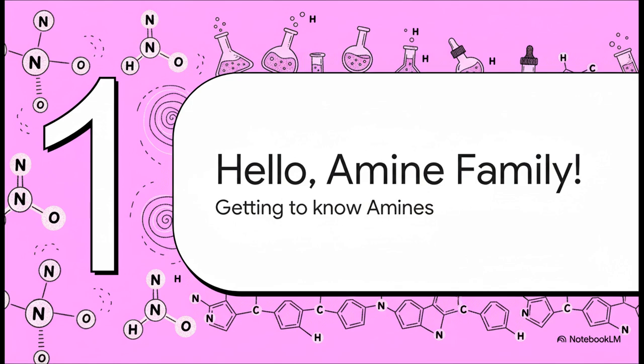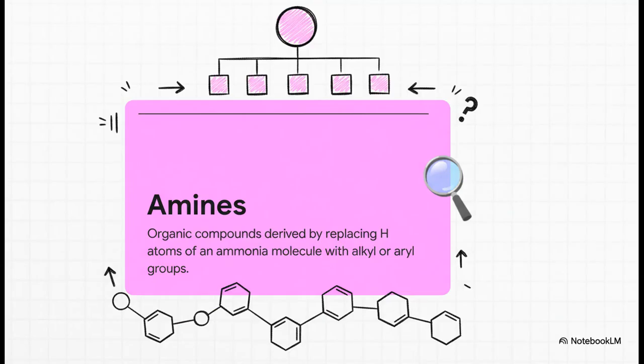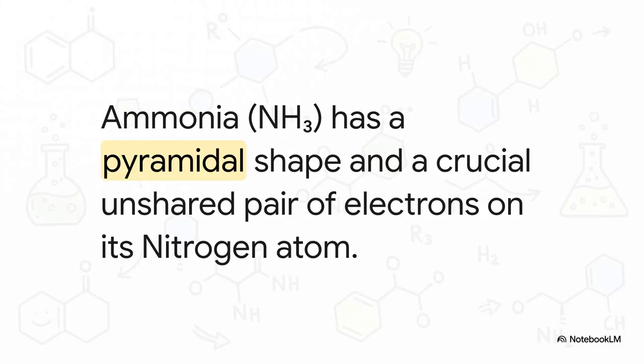All right, so let's jump right in. First things first, we need to get introduced to the main characters of our story today, which is, of course, the Amine family. So you might be asking, Sir, what even are amines? Well, trust me, it's very simple, beta. Just imagine a family tree, and at the very top of this tree, we have the head of the family, the parent molecule. And that parent is Ammonia, NH3. You can think of this as the mommy-papa molecule of the entire family.